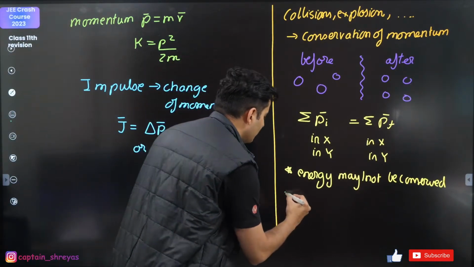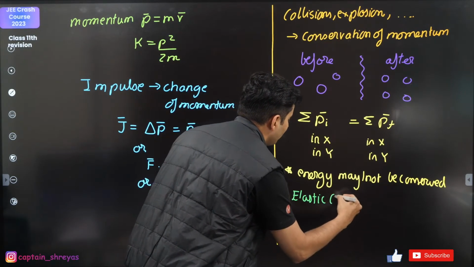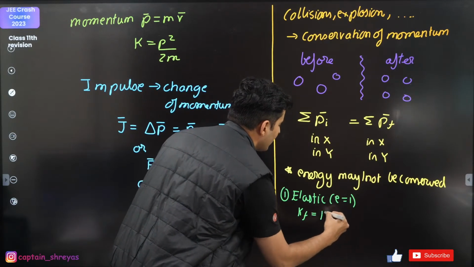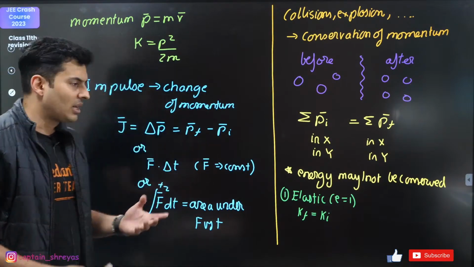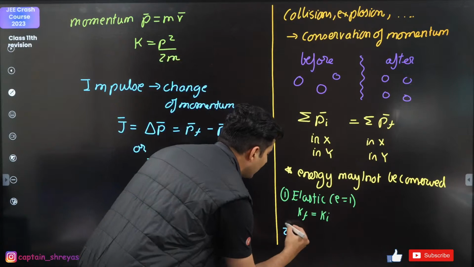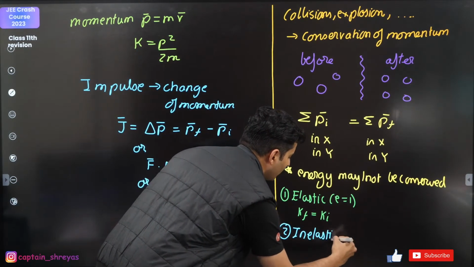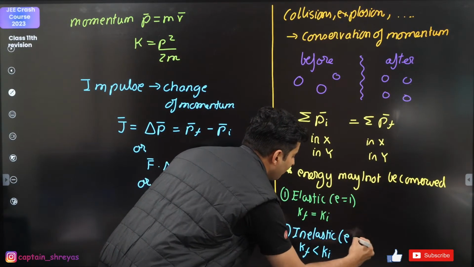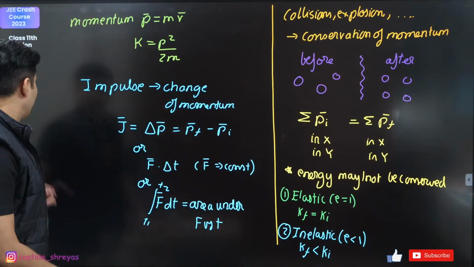First one is basically elastic collision. In elastic collision, the coefficient of restitution is 1 and the final kinetic energy is equal to the initial kinetic energy. No loss of energy, the best type of collision. But then you have the other type, inelastic collision, which is more realistic, where the final kinetic energy is less than the initial kinetic energy. The value of e, the coefficient of restitution, is less than 1.